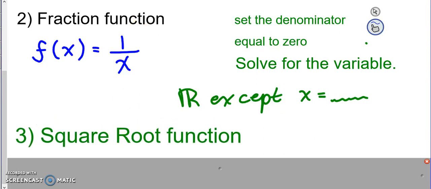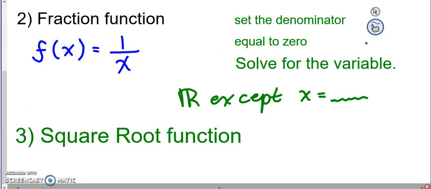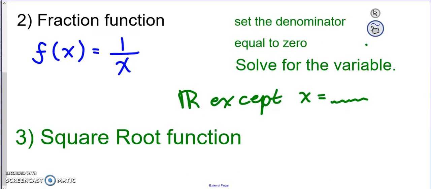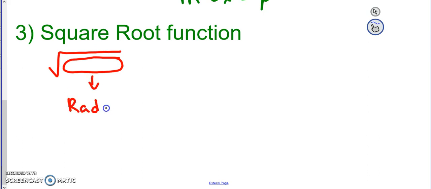And here for square root, hopefully you remember your parts of a square root function. There's an index number and there's a radicand. Just as a quick review, whatever's underneath the radical is considered your radicand. I'm not making up a word if you haven't heard that before. It's your radicand. You will find that if you Google it.